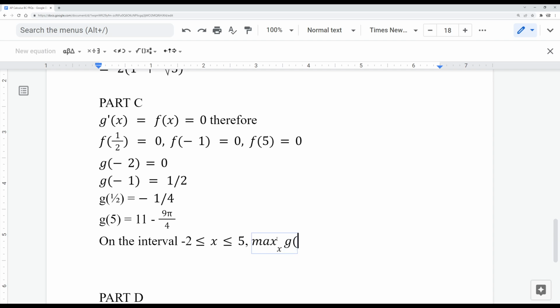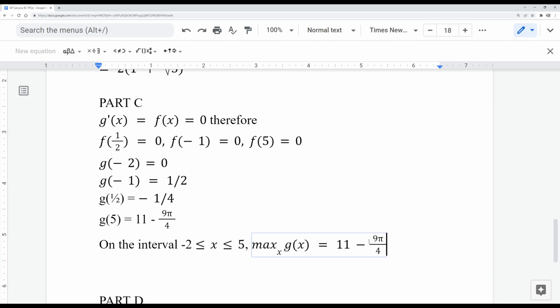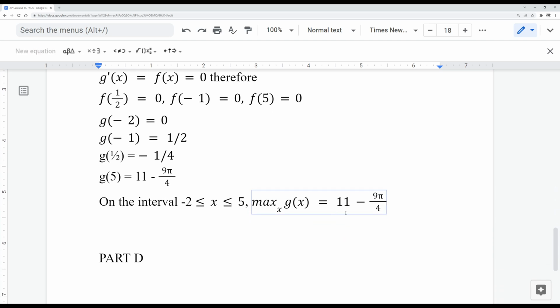Max g of x equals 11 minus this. I'll just copy and paste it. My computer is behaving so weirdly today. Alright, so that is the answer.